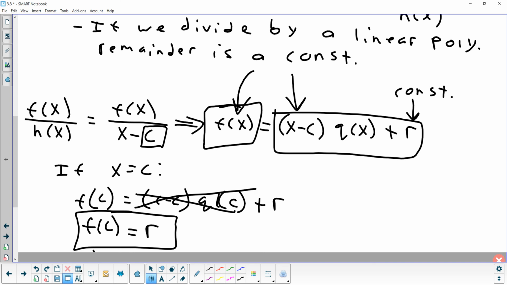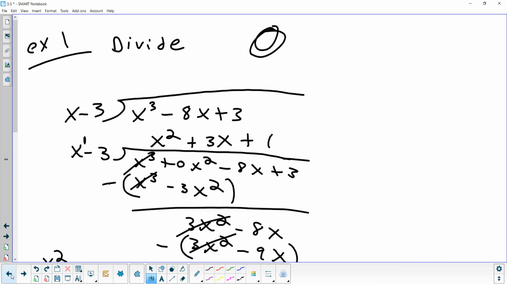So all you have to do to find the remainder, if you divide by something that's of the form x minus c, is plug in the number after the minus sign into f of x, and there's your remainder. Let me show you on the first one we did. What's the number after the minus sign in my divisor? Trevor? 3. Take this number, plug it in for x in my dividend, and watch what happens.